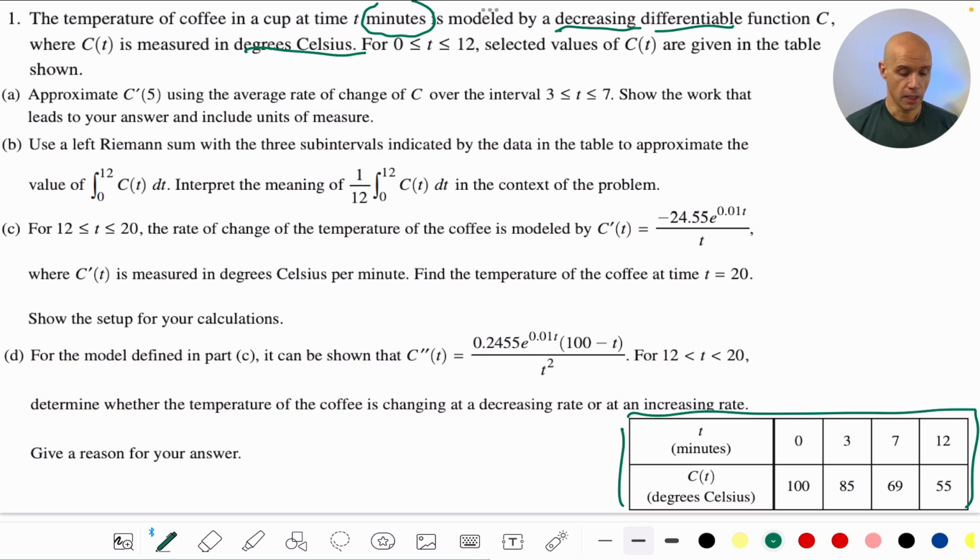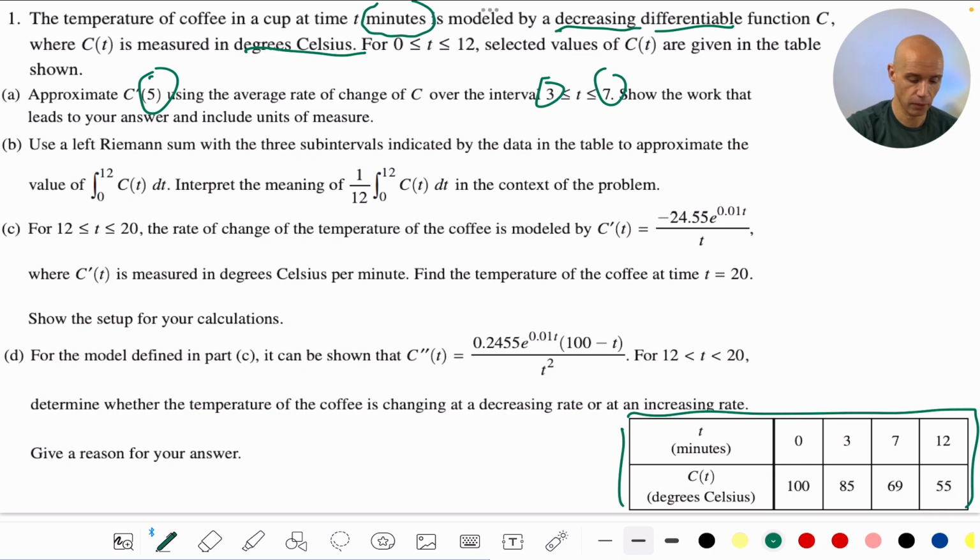Okay. So approximate C prime of 5. What we will use is the slope formula, rise over run. And look, you have 3 and 7, and the value they ask for is 5, which is in between. So that's perfectly the case.